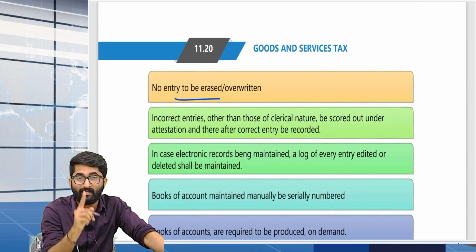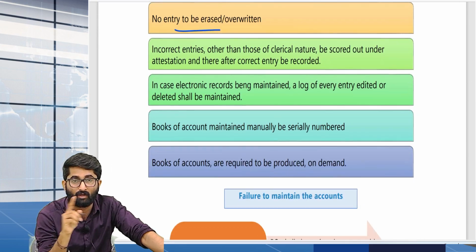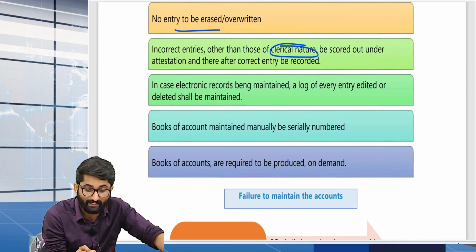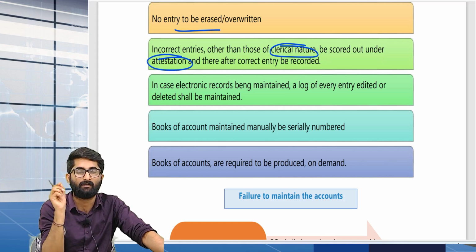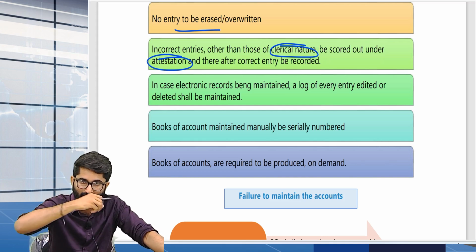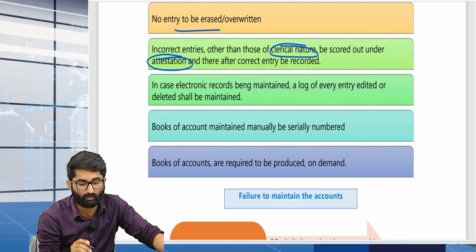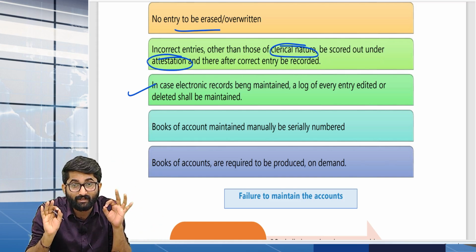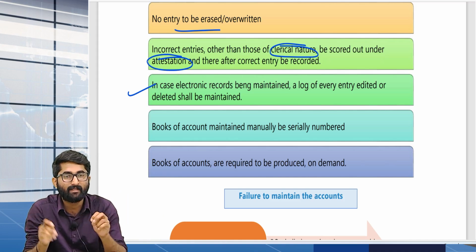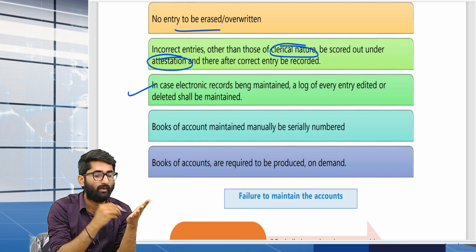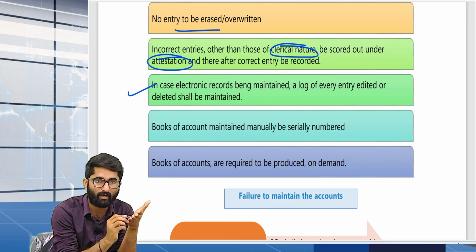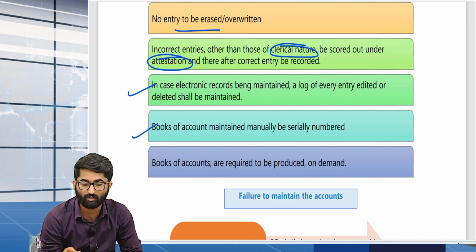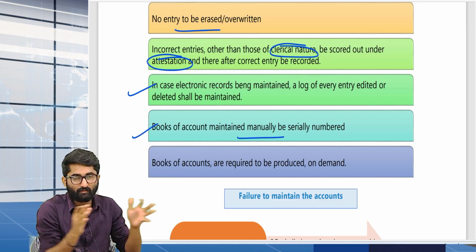And no entry is to be erased or overwritten. Remember, you should not erase or overwrite. If there is a mistake of a clerical nature, you can correct it by attestation. The person who has done the correction has to attest this: this is done by so and so. If it is in electronic form and you are correcting it, then there should be a log of every entry edited. If you are editing any entry, then you have to keep a log of who edited the entry, and for what reason, what the mistake was. Everything should be logged. And if the books of accounts are maintained manually, then the books of accounts should be serially numbered.